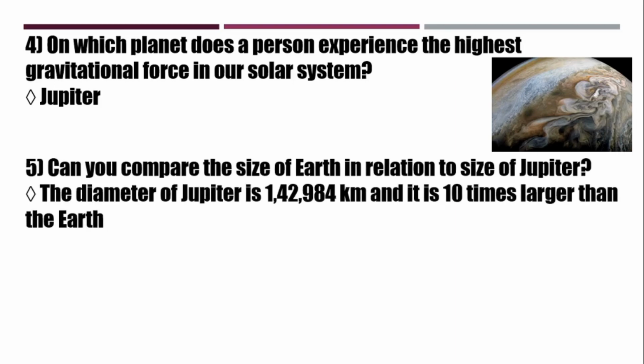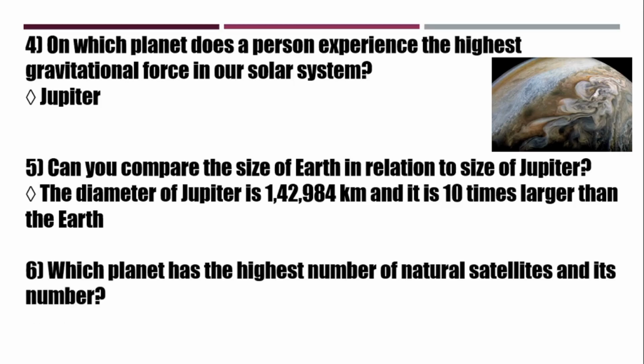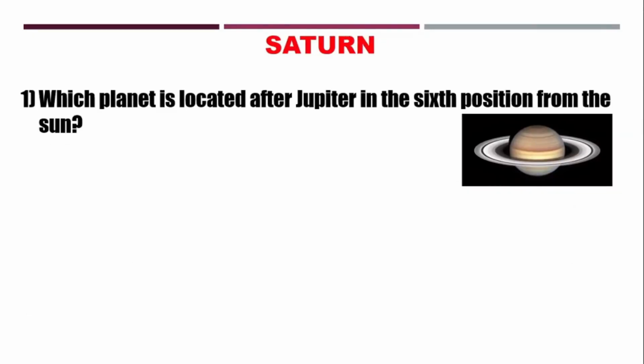The diameter of Jupiter is 142,984 kilometers and it is 10 times larger than the Earth. Which planet has the highest number of natural satellites and its number? Jupiter, the number is 67. Saturn. Which planet is located after Jupiter in the sixth position from the Sun?